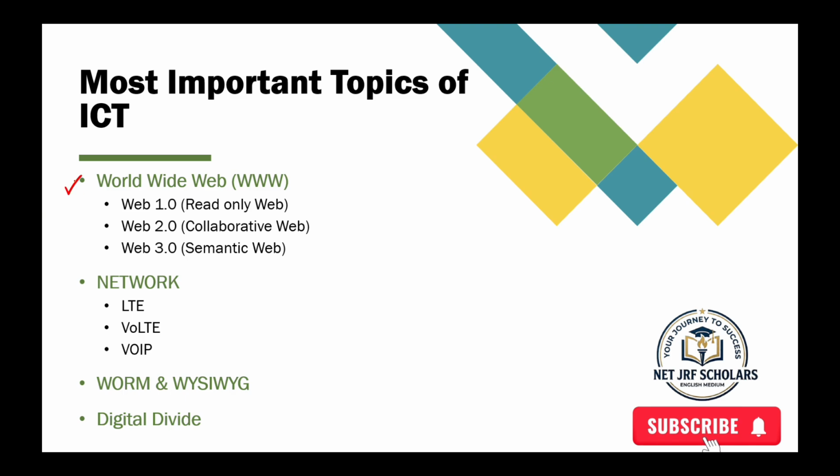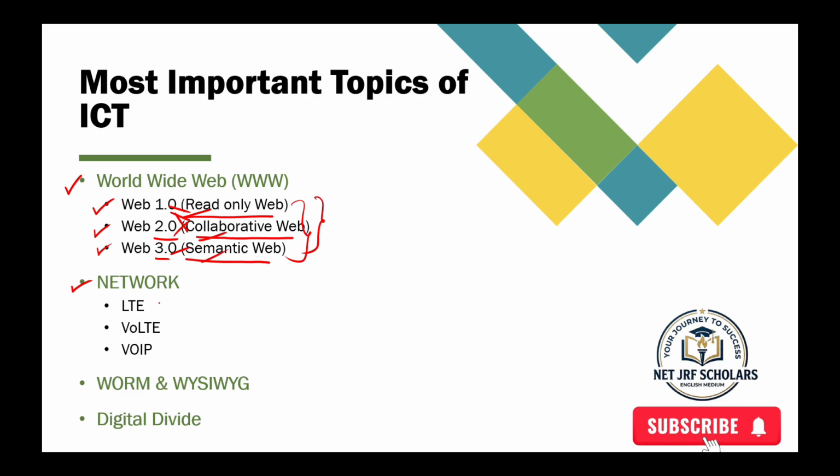And the next important topic is World Wide Web. We have Web 1.0, Web 2.0, Web 3.0. Web 1.0 is the read-only web, whereas Web 2.0 is a collaborative web, and Web 3.0 is the semantic web. This is more than enough. They usually ask mapping among these. So better remember Web 1.0 as read-only, 2.0 collaborative, 3.0 semantic.